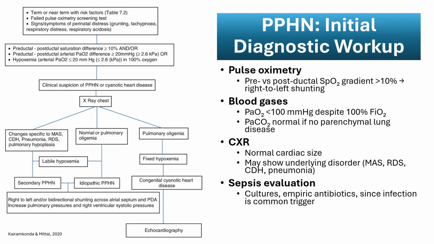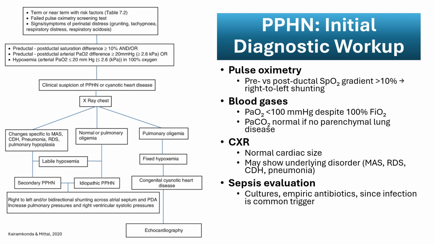Chest radiography is used to assess underlying lung disease. The slide shows that cardiac size is usually normal, but findings may reveal conditions such as meconium aspiration, respiratory distress syndrome, congenital diaphragmatic hernia, or pneumonia.